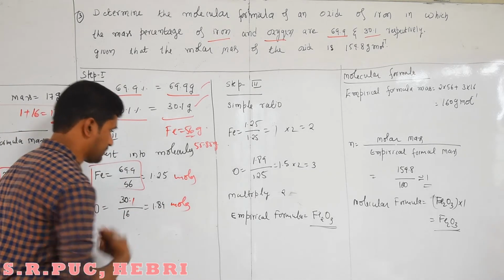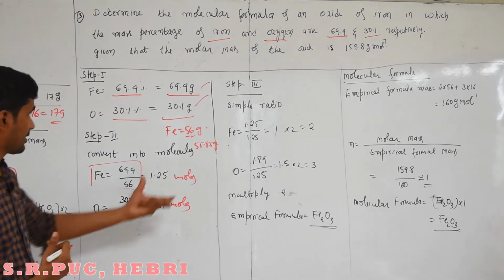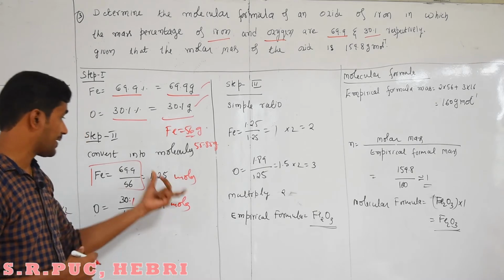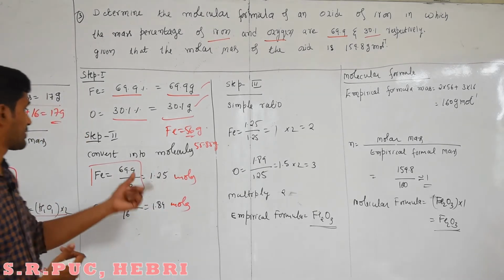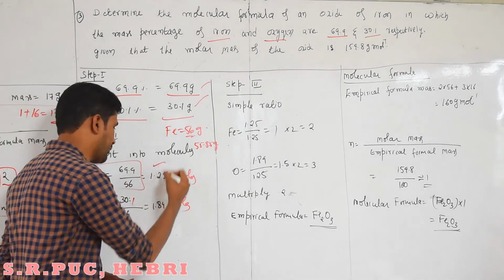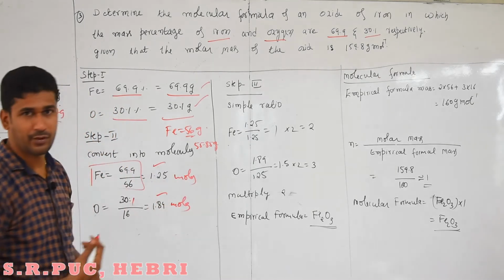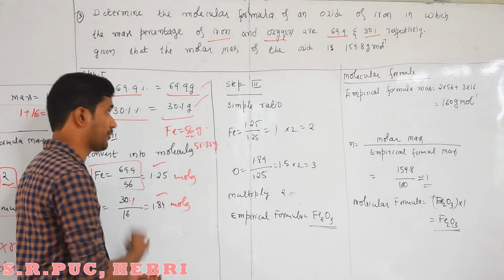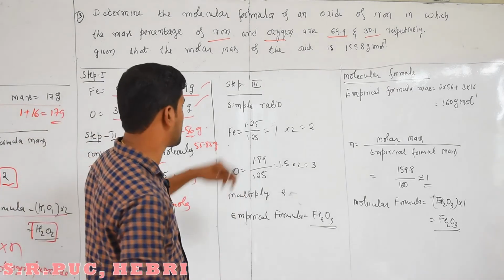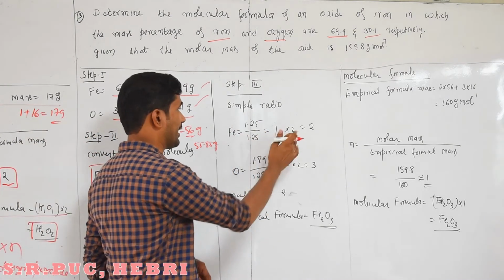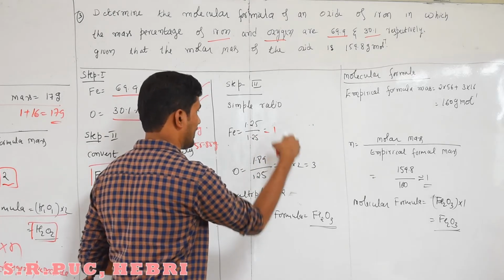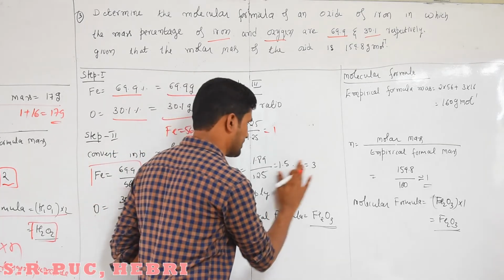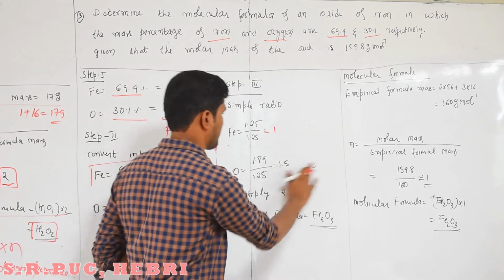So what is the next step? Next step is to get the simple ratios. How? You divide these mole values by the smallest number amongst the two. Which is the smallest number? Out of 1.25 and 1.89, 1.25 is the smallest number. You divide both the mole values by 1.25. So how much will you get? 1.25 divided by 1.25 is equal to 1. Next, 1.89 divided by 1.25 is equal to 1.5.